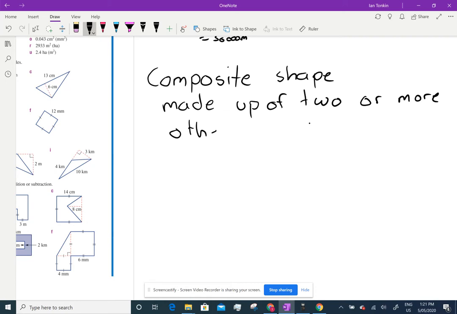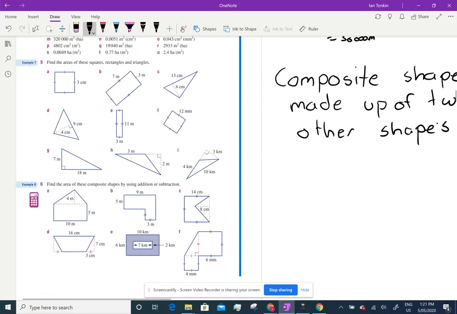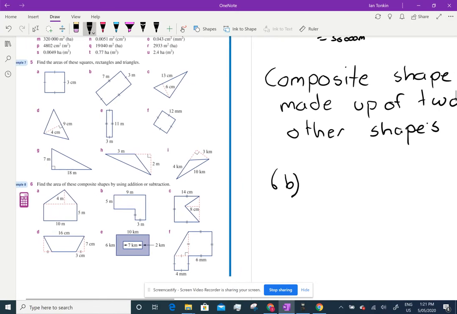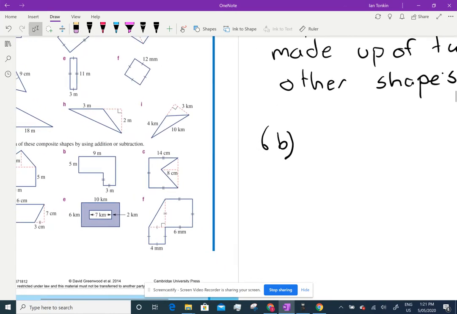Because we've only done rectangles and triangles and squares, we're pretty limited in the shapes that they're going to give us here. Now, there are two methods for doing these. So I'm going to have a go at 6b. I'm going to show you the two methods, and you can decide which method you want to do. Usually one method lends itself to the other.